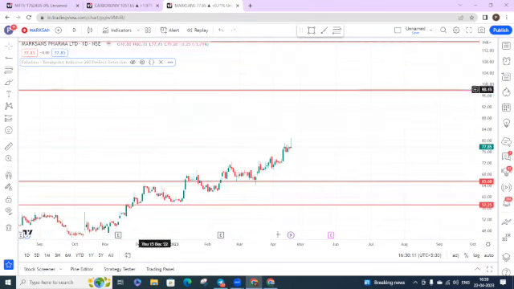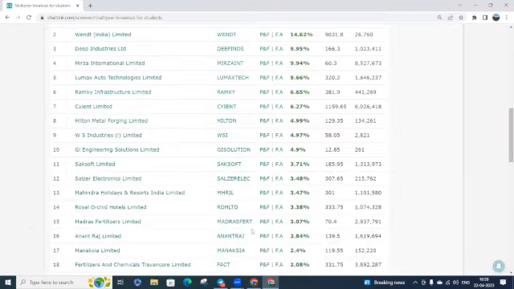But when you see a stock which is near the buy level, do not miss it. GE Engineering.